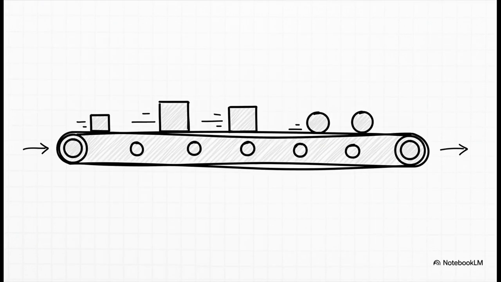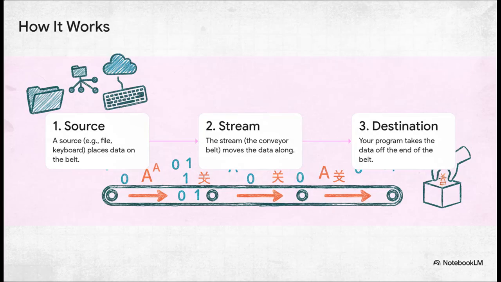Okay, to really wrap our heads around this, let's use a simple analogy that makes this whole thing super clear. Just imagine a stream is like a conveyor belt, but instead of moving boxes in a factory, it's moving your data. Here's how it works. First, a source, say a file on your computer, places little pieces of data onto the conveyor belt. Then, the stream, that's our conveyor belt, just moves that data along. And finally, at the other end, your program, the destination, just picks the data off the belt.